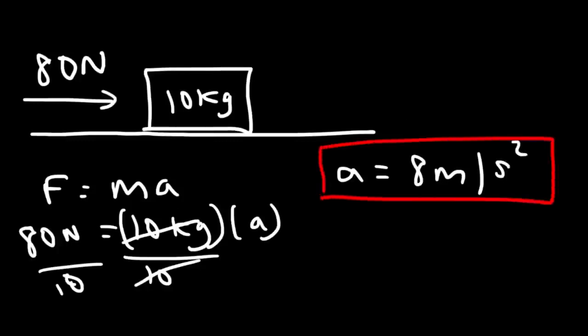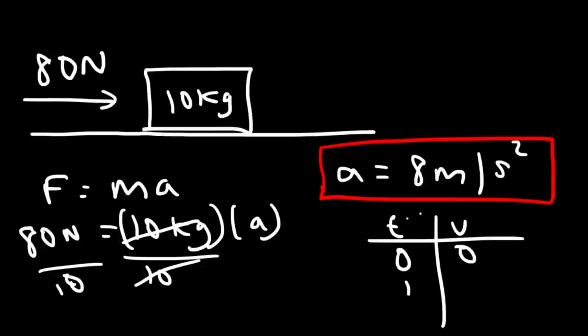So what does that tell us about the velocity of the box? Every second, the velocity of the box will increase by 8 meters per second. So if we make a table, at t equals 0, the velocity is 0. When t is 1, the velocity is 8. When t is 2, the velocity is 16, and so forth. And so whenever you apply a force on an object, you exert an acceleration on that object, and as a result, you're increasing the velocity of that object. That object will begin to move at a faster pace.